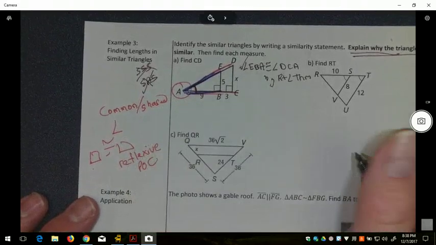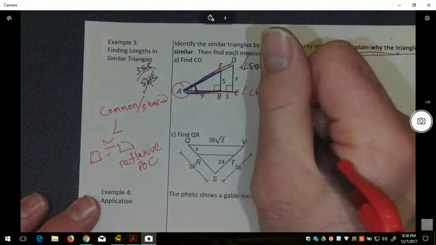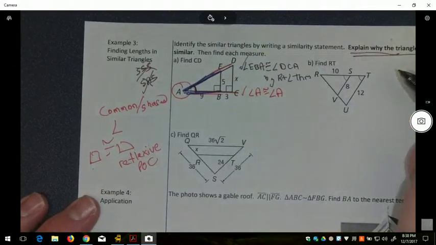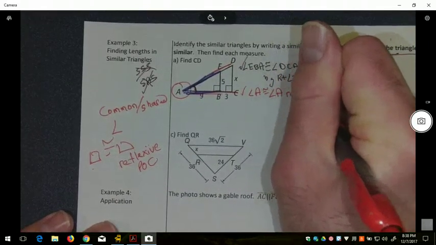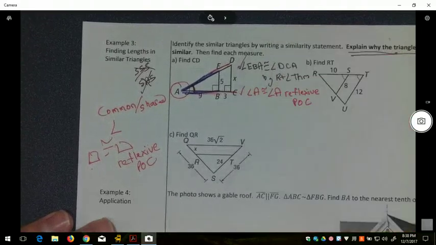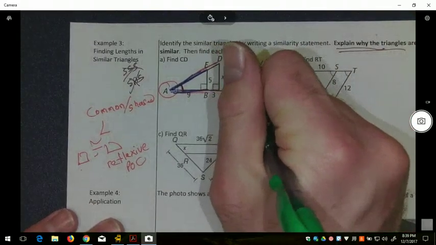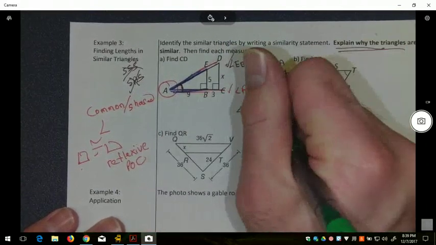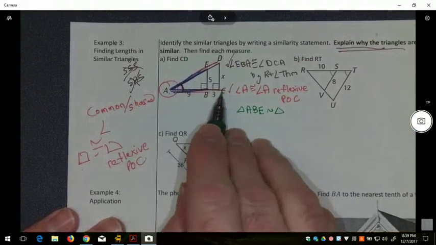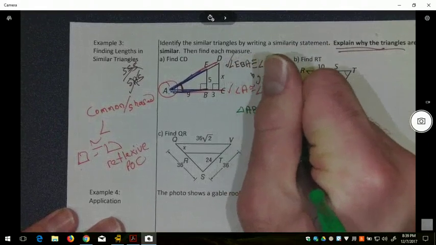Since they share an angle, angle A, we can say our second angle is that angle A in the small triangle is congruent to angle A in the big triangle because they're the same darn angle. But the reason we put for this statement is reflexive property of congruency, POC. Reflexive POC. So we now have a similarity statement we can write. Triangle ABE, notice I did skinny, right, fat, is similar to triangle ACD, skinny, right, fat, by angle-angle similarity.